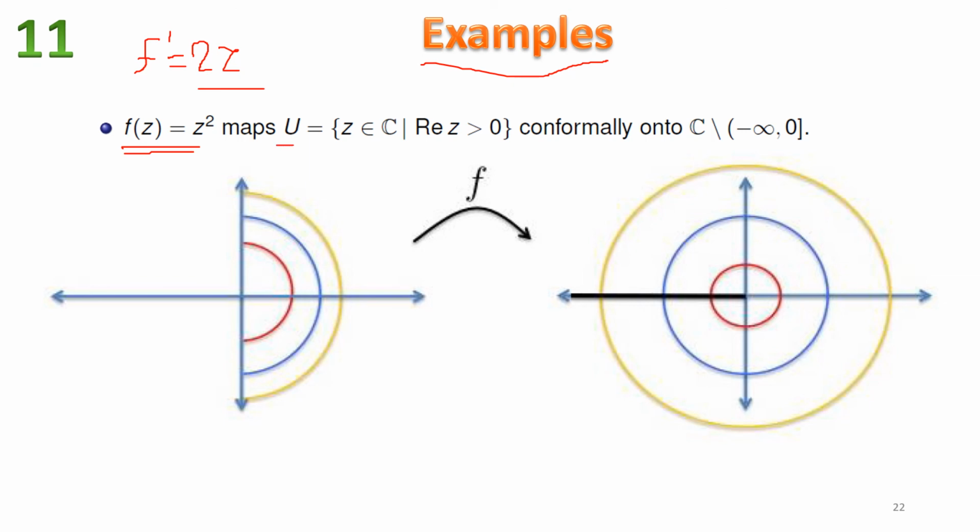It maps U to the complex plane C, where U is restricted to have positive real part. It means that it is restricted to have positive real part, so the right hand side of the y-axis we are considering. Now this is mapped onto the complex plane C except the negative axis. This function will be essentially a conformal function because f dash is non-zero always.